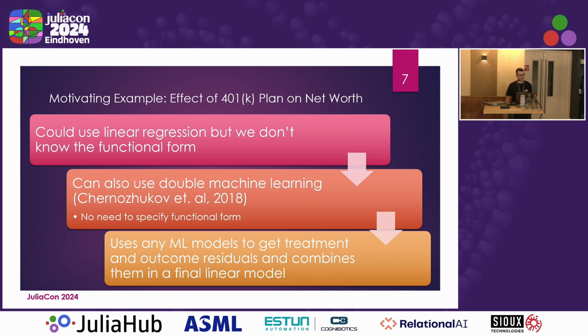But more recently, there's been this approach called double machine learning by Chernozhukov et al., where we actually don't need to specify a functional form. We can use any machine learning models to estimate the treatment and the outcomes out of fold and get residuals, and then combine those residuals into a final linear model. And yeah, we don't need to know the functional form, and it works well with high dimensional data.